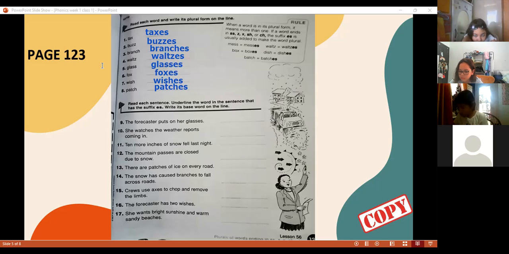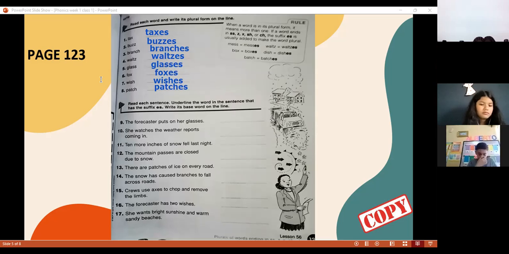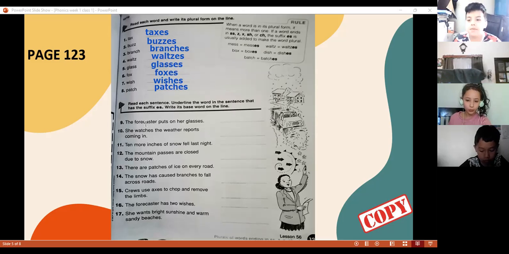The same we're going to do in the second part. Read each sentence, underline the word in the sentence that has the suffix ES. We're going to underline the word that has the plural. Write its base word on the line. For example, number 9, I'm going to help you with number 9. The forecaster puts on her glasses. What is that word?